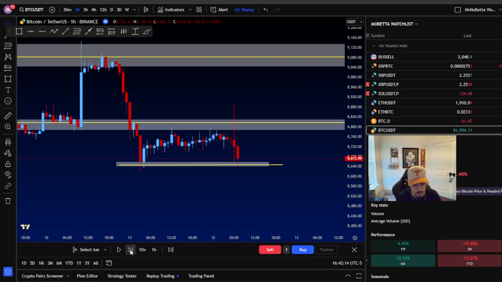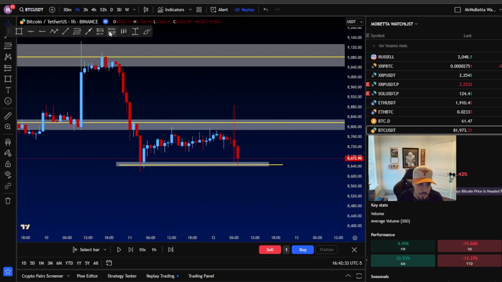All right. Okay, now we're getting somewhere. So this is 7 a.m. We're closing towards the bottom of this range. So now what I'd want to see is price push below 86.42. If you can push below 86.42, you can have your stop above 87.27.